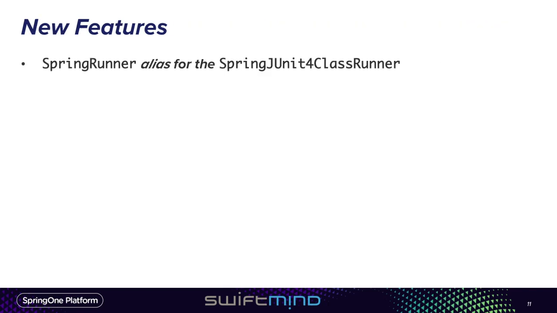Some new features we saw in the keynote yesterday. If you're tired of typing SpringJUnit4ClassRunner, and can't remember the name of it, there's now an alias called SpringRunner. So you can just very easily type @RunWith(SpringRunner.class), and we'll see later on that that aligns with the JUnit 5 support, which is called the Spring extension.